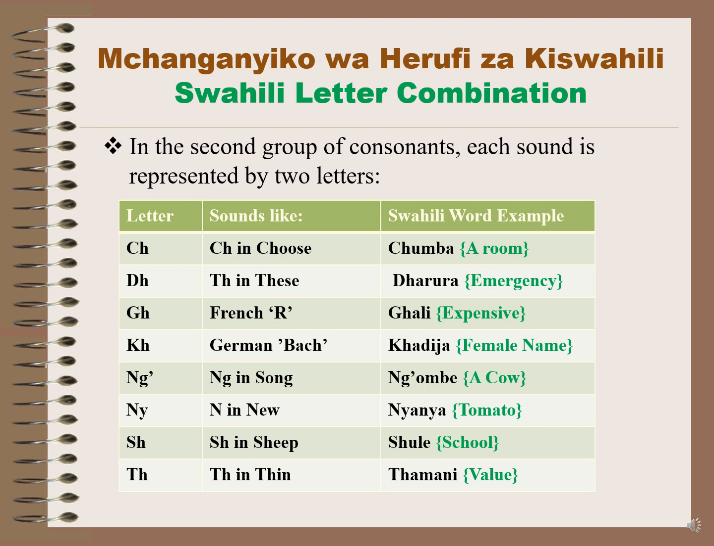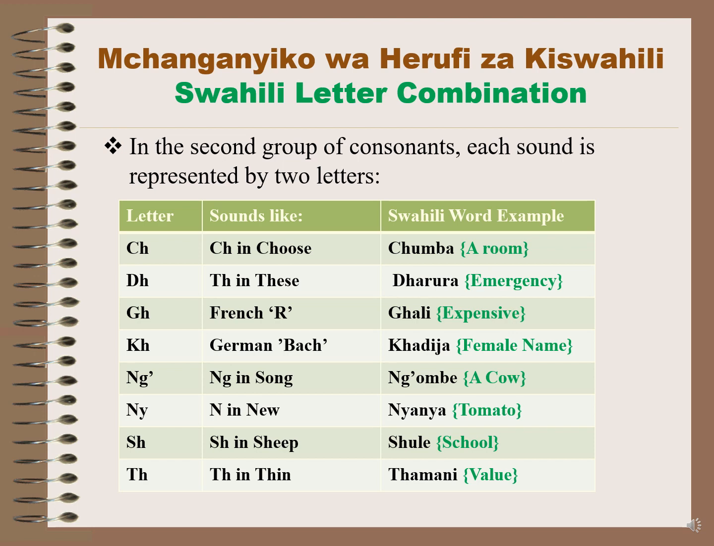The letters kh sound like the German Bach, and the Swahili word example we have is a female name, Khadija. Ng' sounds like ng in song. Ng in the English word song. For Swahili, we have an example of the word ng'ombe. Ng'ombe means a cow.